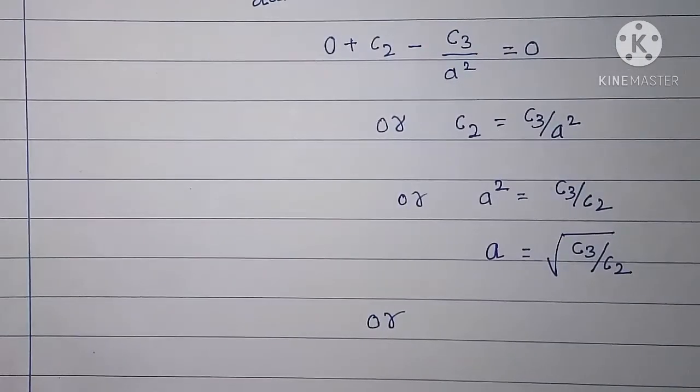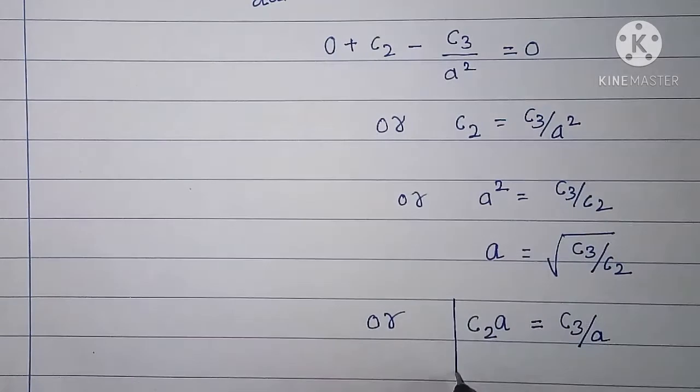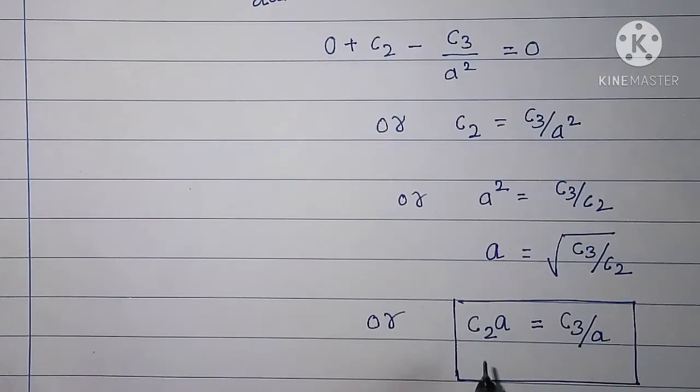Or C2A is equal to C3 by A, which means the variable part of capital cost must be equal to the cost of loss of energy in a year for the most economical working.